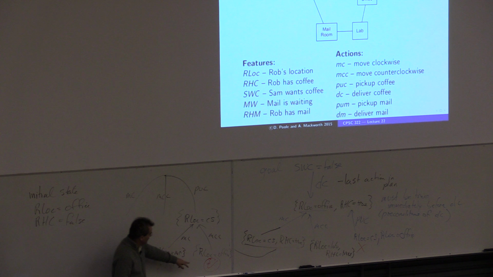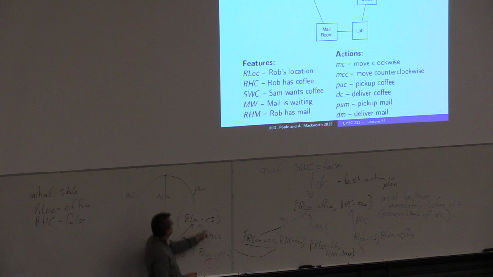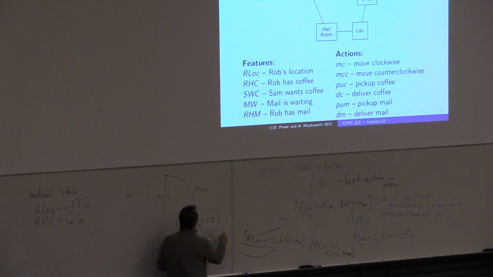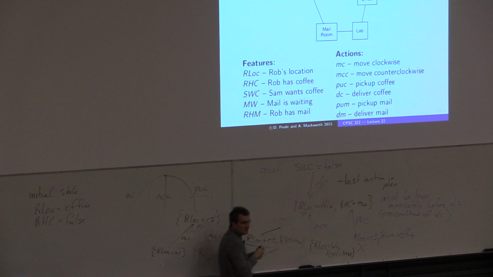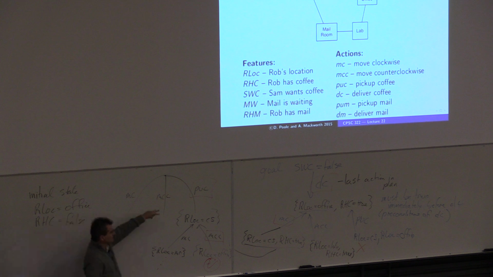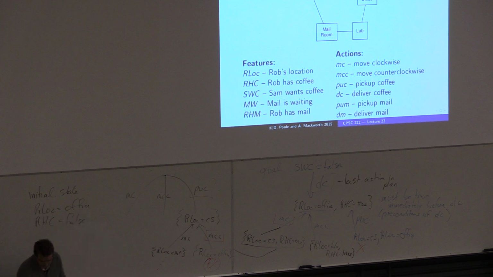Okay, so we now know we're here. We need to move counterclockwise. You want to pick up coffee. So it's going to move counterclockwise, it's going to pick up coffee, it's then going to move clockwise and deliver the coffee. So the search space here is much smaller than the other one because it's only doing those actions which it's deemed necessary to do. Okay, any questions about that? Okay, good.